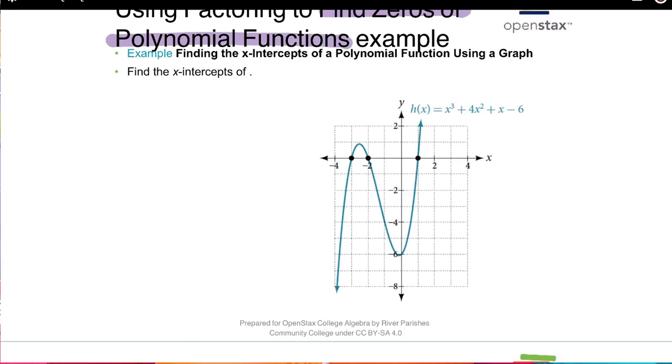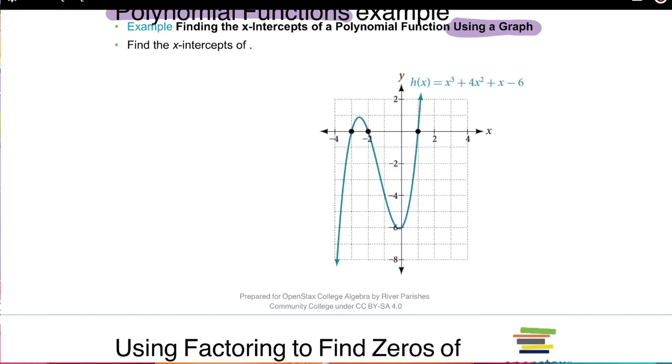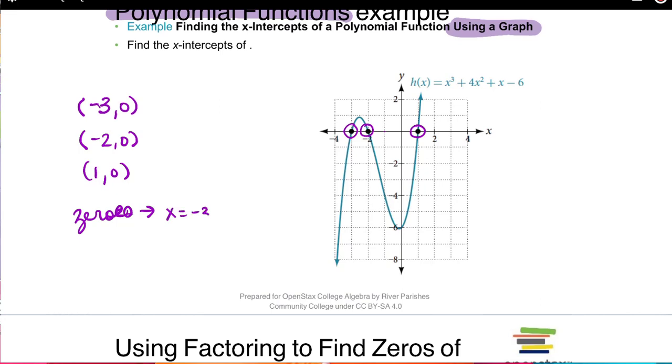Now, if you will recall, a zero is the x-intercept. It's where the graph crosses the x-axis. So in this example, we want to find the zeros or the x-intercepts using a graph. So you can actually look at the graph and determine what the intercepts are. So here's one, and here's one. So our intercepts are, it looks like, -3, 0, and -2, 0, and 1, 0. So our zeros are x equals -3, -2, and 1. Okay, and the cool thing is if you have something like Desmos and you graph, you can just click on the x-intercepts and it usually will show you what those are. So that's a nice feature of Desmos.